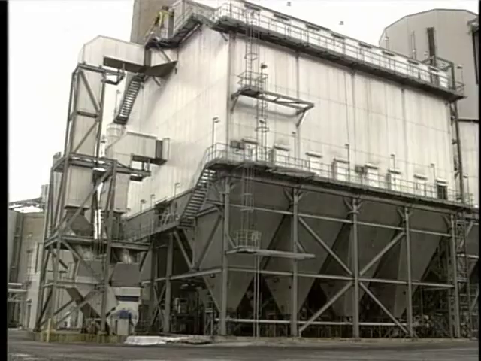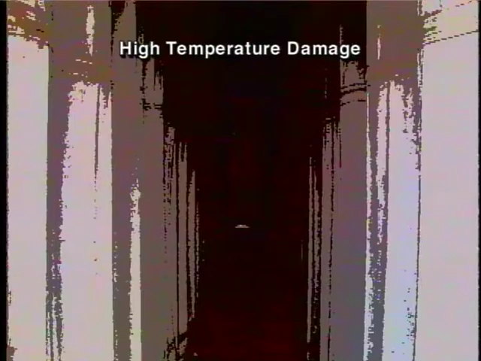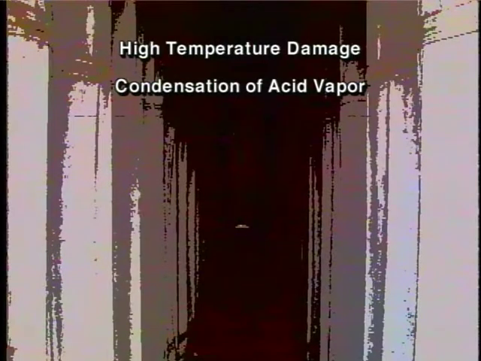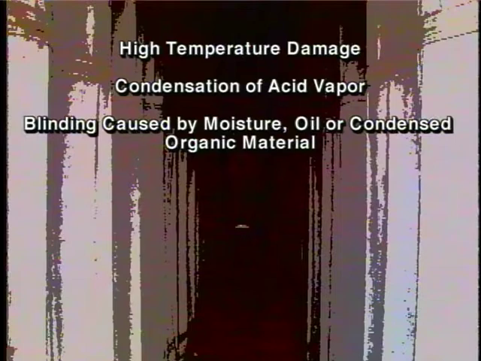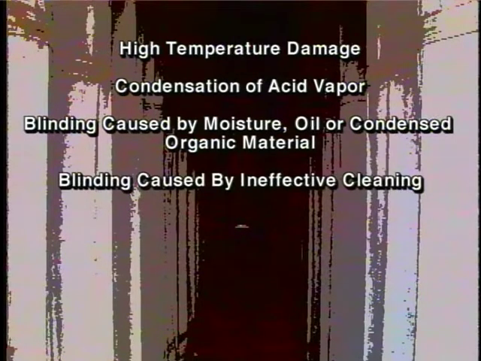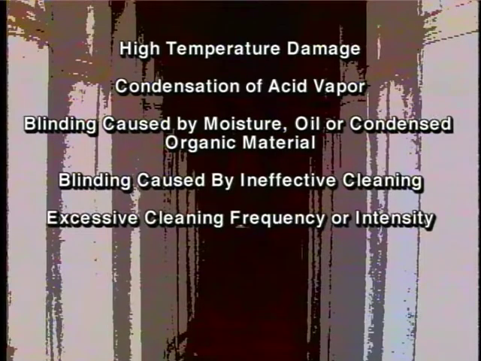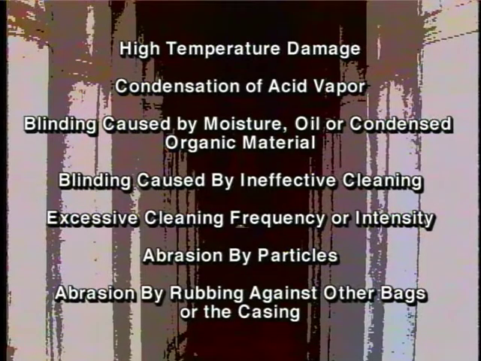Most problems that affect the performance of a fabric filter collector are associated with the conditions the fabric is exposed to and with the cleaning frequency and intensity. Some of these problems include high temperature damage, condensation of acid vapor, blinding caused by moisture, oil, or condensed organic material, blinding caused by ineffective cleaning, excessive cleaning frequency or intensity, abrasion by particles, abrasion by rubbing against other bags or the casing.